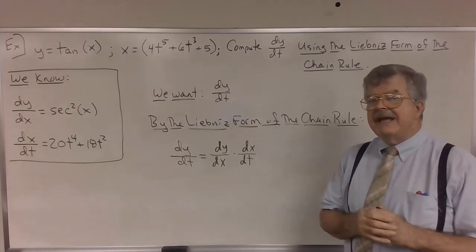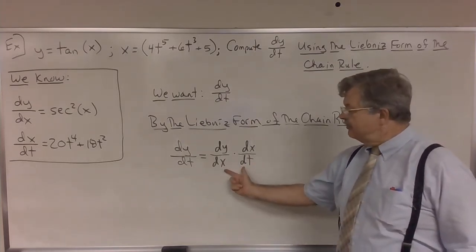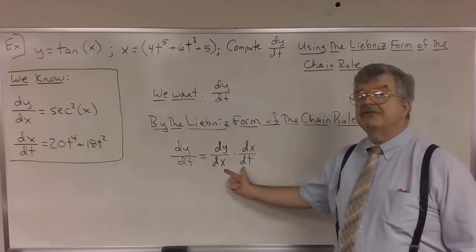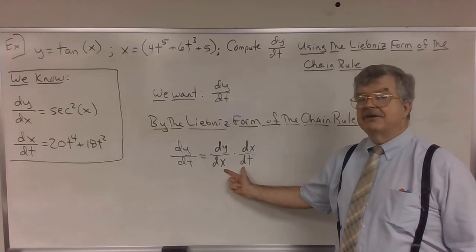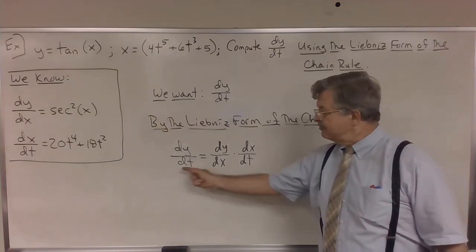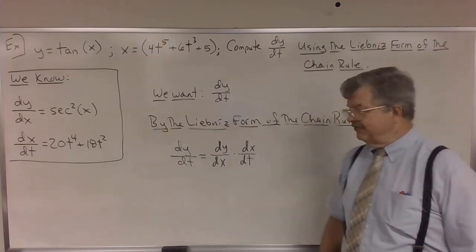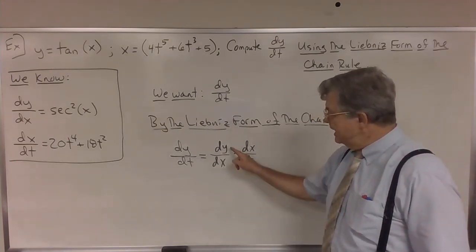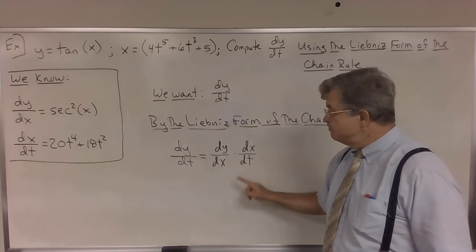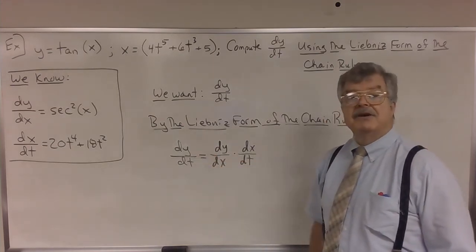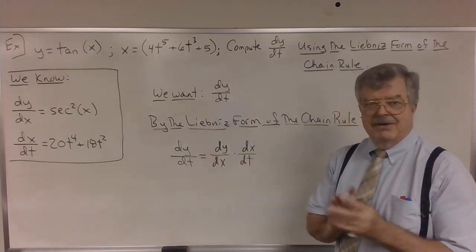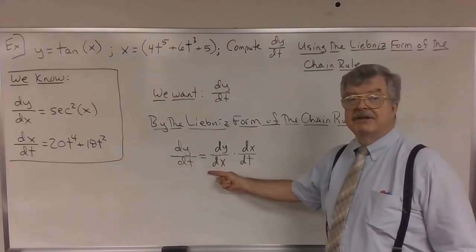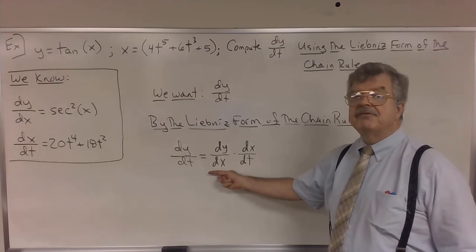Remember the memory aid? If we view these things as fractions and mentally cancel out the common factor, we should get the same expression on both sides of the equation. So mentally we cancel out the dx's, and we get dy/dt on the right, dy/dt on the left. Bingo, we got it. This is the correct form of the Leibniz chain rule. This is the form we want.